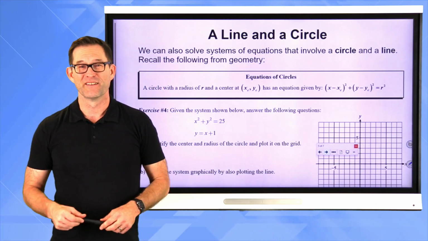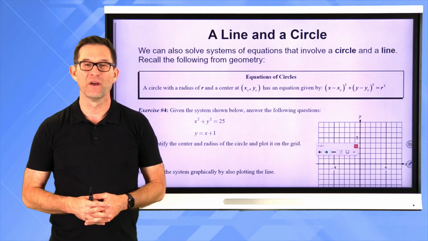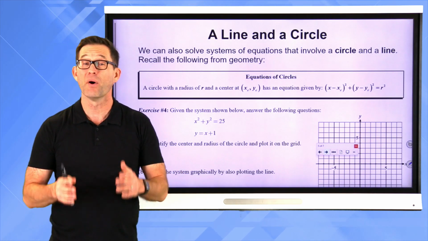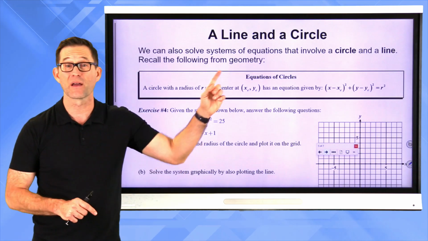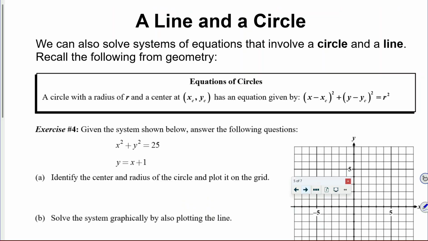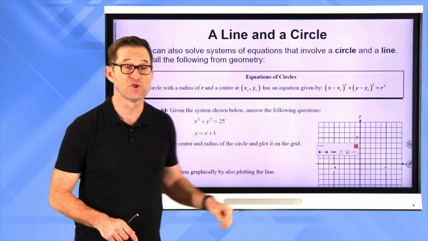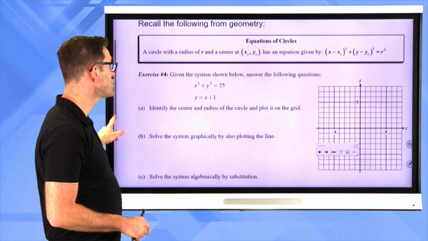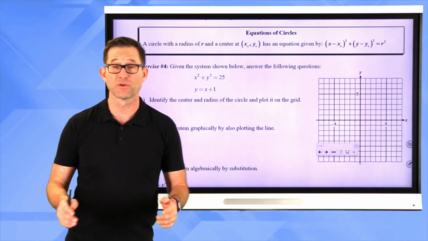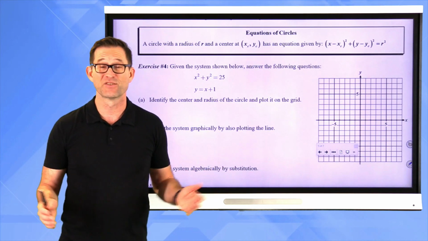Now let's talk about a line and a circle. We can also solve systems of equations that involve a circle and a line. But let's remember something from geometry. Let's talk about equations of circles. A circle with a radius of r and a center at (xc, yc) has an equation given by (x minus xc) squared plus (y minus yc) squared equals r squared. So you should have worked with this equation of a circle extensively in geometry. For those of you that didn't take geometry yet but went from Algebra 1 to Algebra 2, I apologize, it sort of is what it is.